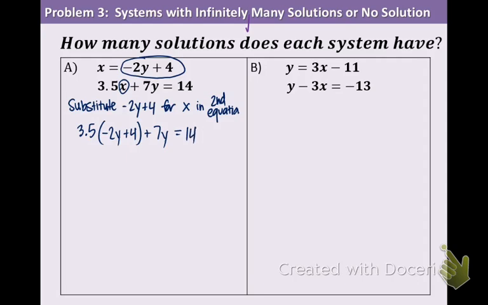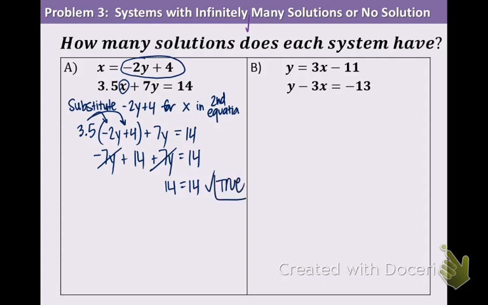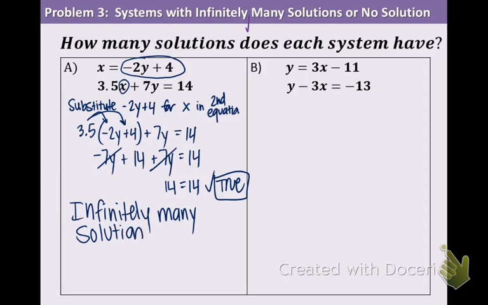We're going to distribute the 3.5 in front, like usual, and that's going to give us -7y plus 14 plus 7y equals 14. And you can see -7y plus 7y, they cancel each other out. So we have 14 equals 14. That is a true statement. So if you get a true statement, you know you will have infinitely many solutions, AKA every single point on the line is a solution of both equations.